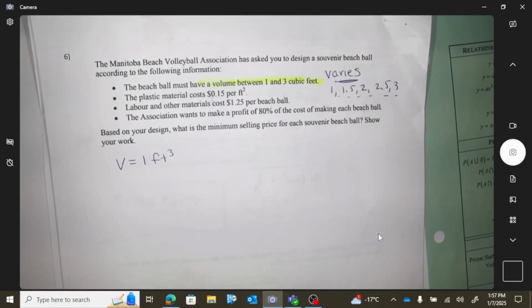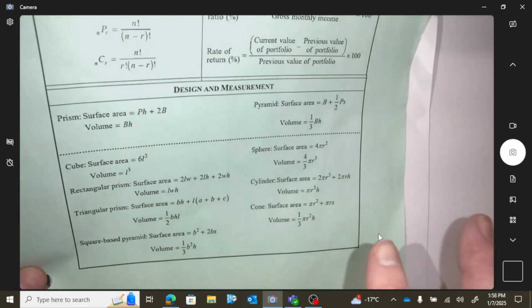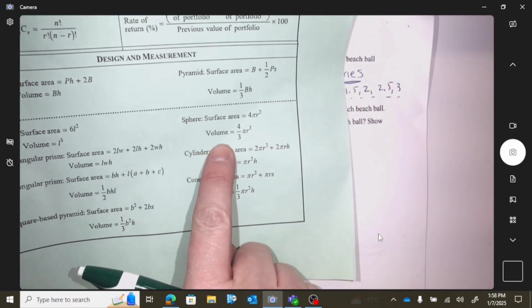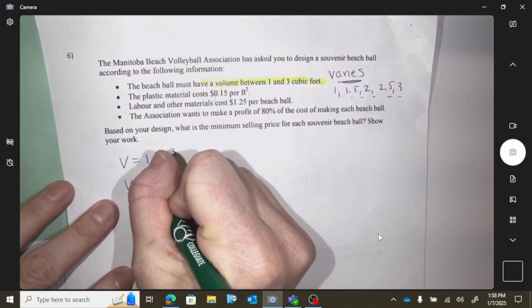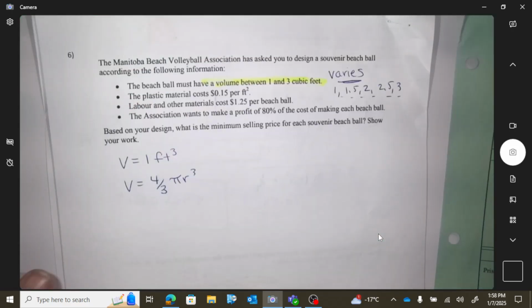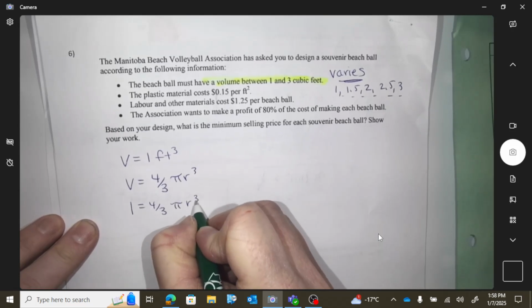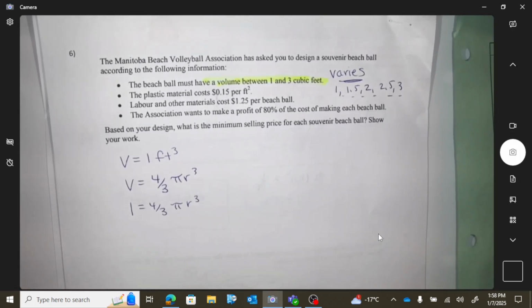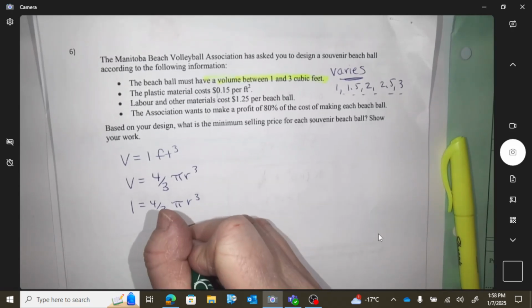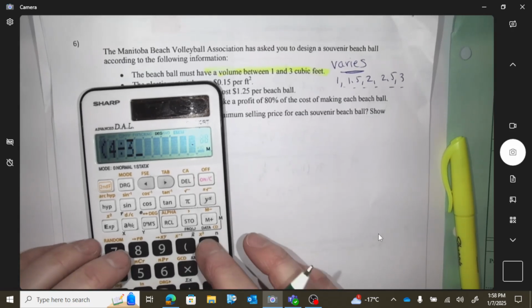Okay, so we are going to go to our formula to talk about a sphere. A sphere, we have a volume formula here. So volume equals 4/3 pi r cubed. Okay, so if my volume is 1, I've got to solve for my r. I'm going to get this number. So I'm going to do 4/3 pi.